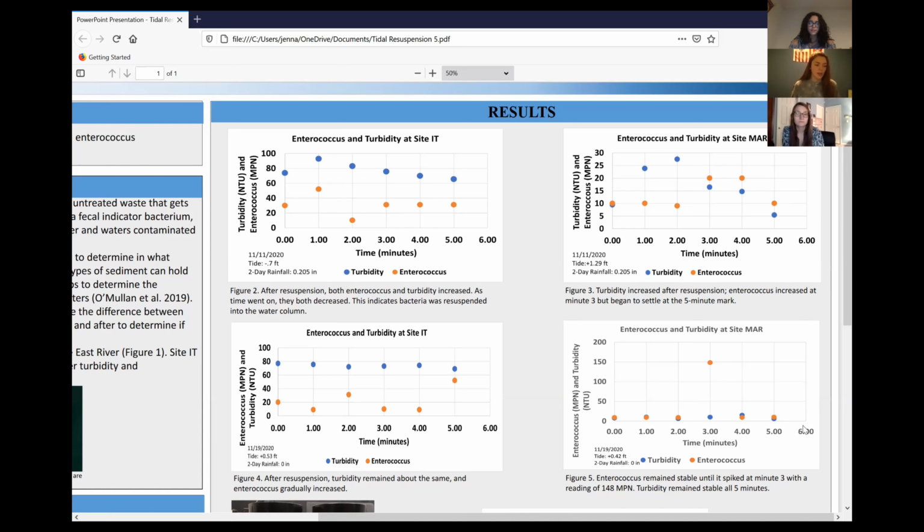November 19th was our dry sampling day, and it rained 0 inches. In Figure 4 at Site IT, after disturbance, there was a decrease in turbidity from 77 to 75.5 NTU. Enterococcus also decreased from 20 to 9 MPN, but spiked at minute 2 with a reading of 31 MPN. In Figure 5, at Site MAR, turbidity increased from 7.3 to 10.1 NTU and then settled. Enterococcus decreased after the initial disturbance, but then spiked at minute 3 with a reading of 148 MPN.